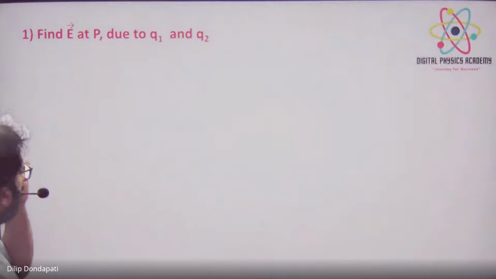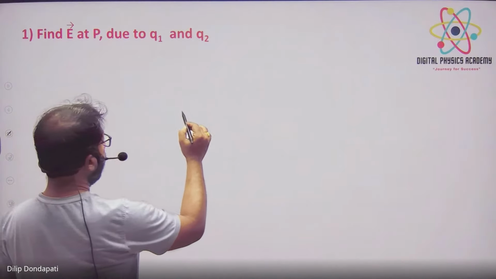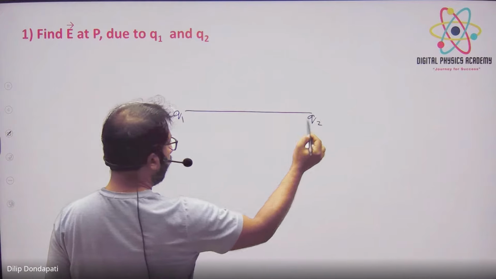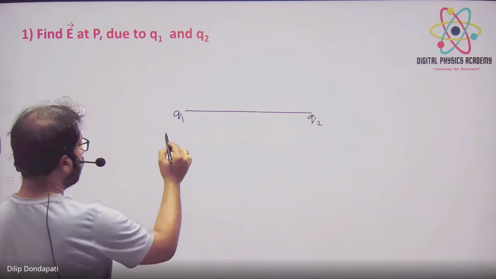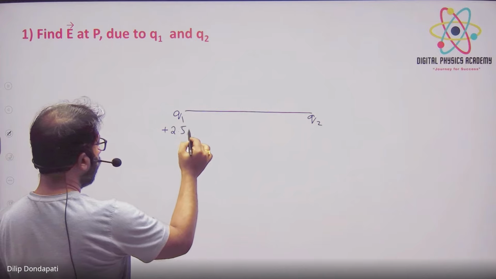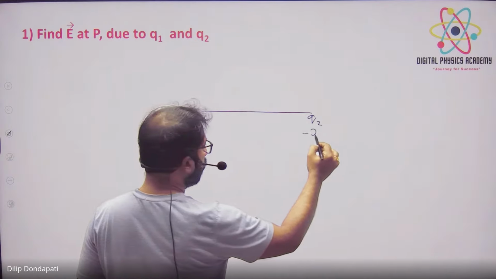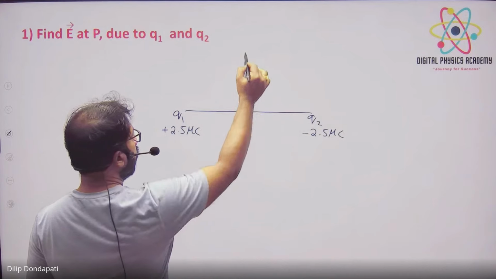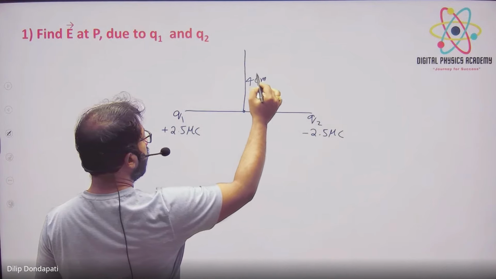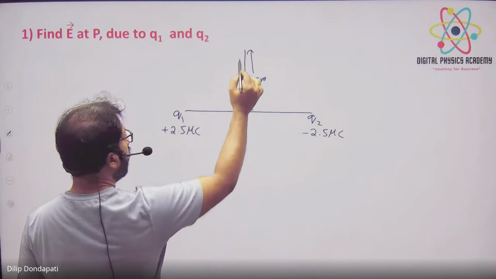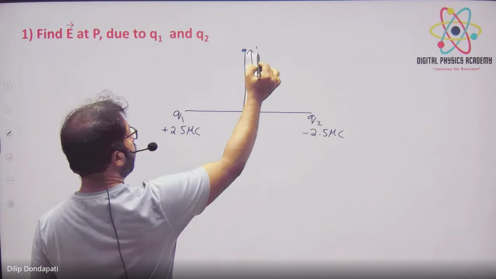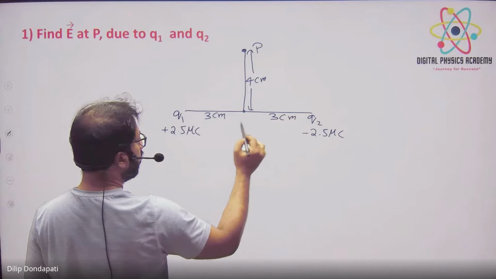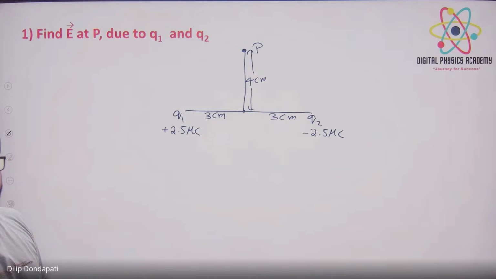Find the electric field at a point P due to q1 and q2. The given q1 is plus 2.5 microcoulomb, and this one is minus 2.5 microcoulomb. At a point 4 centimeters away from the midpoint, I want to find the electric field at this point P. This distance is 3 centimeters, and this is also 3 centimeters.